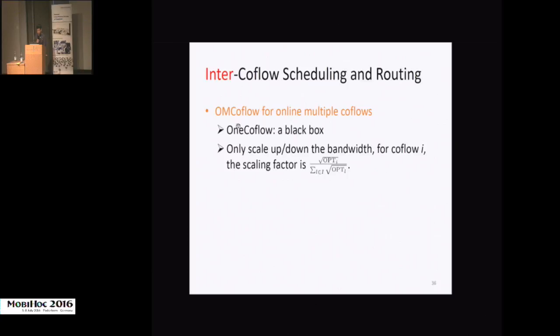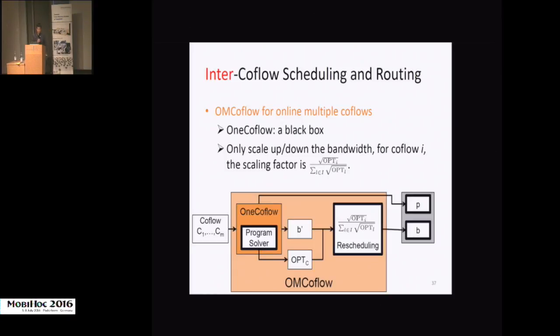And based on this scaling factor, we can scale up or down the flow bandwidth for each of the coflows. And by doing so, this is kind of a weighted combination of the single coflow scheduling and routing. And here, the weight is basically the scaling factor for each coflow. Okay?